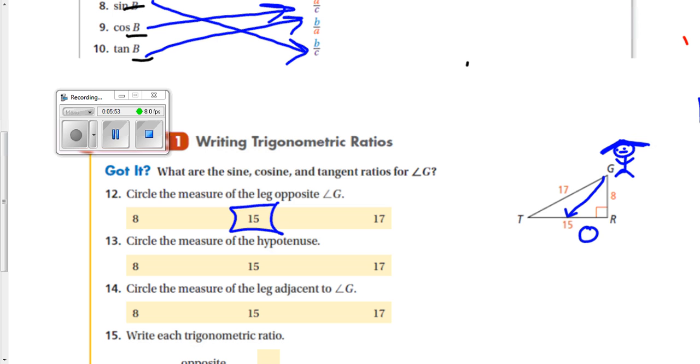Circle the measure of the hypotenuse. Hypotenuse is always directly across from the right angle. And it's also the longer side. All right, the measure of the leg adjacent. Adjacent is directly next to the angle you are looking from. So it is our 8. That's my A.